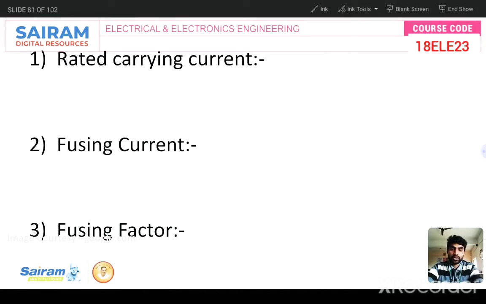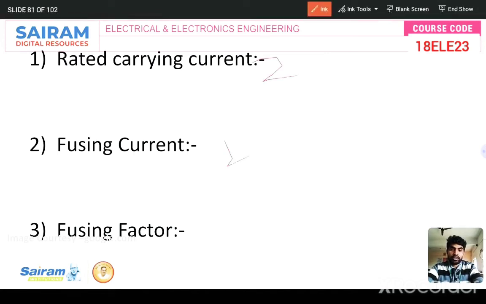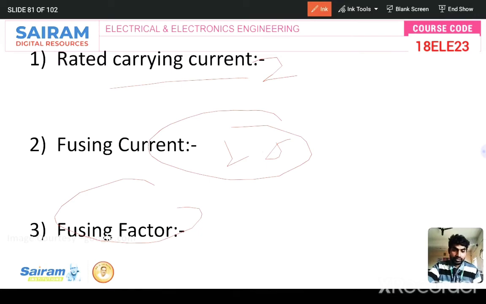So for example, for this 2 amps, this is 2.5, automatically if it reaches 2.1 itself, the fusing element will get disconnected. And the fusing factor is the ratio of this fusing current to the rated current. So it is always more than 1, only then the fusing factor is achieved. I mean, if it is less than 1, the fuse will not melt. If it is more than 1, it will melt.